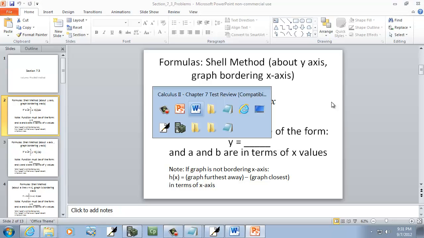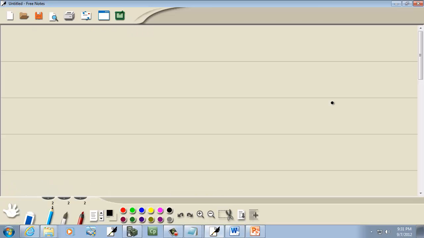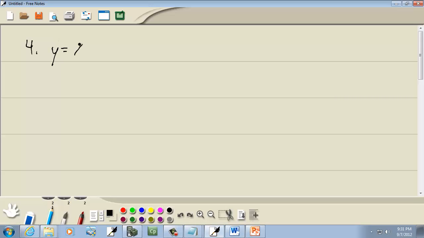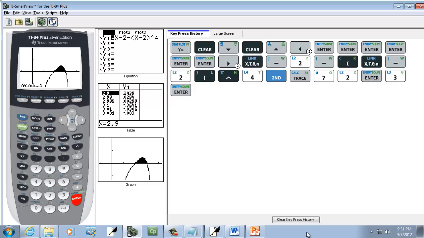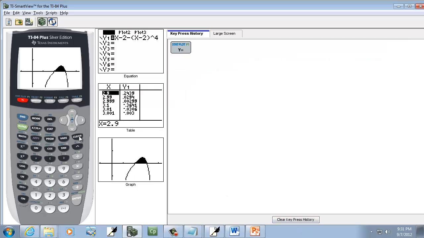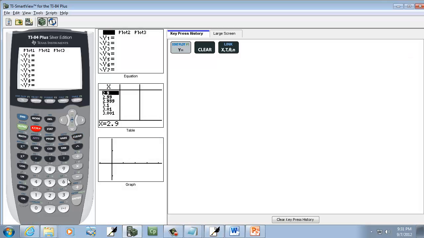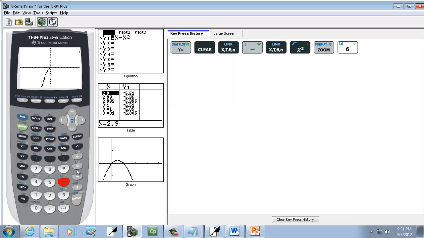Let's look at the graph just to confirm that. So we got y equals x minus x squared. So let's graph this. I'm going to press my y equals, press clear. X minus x squared, yep. So x minus x squared. And I'll do a zoom and I'll choose 6 for ZStandard, set it back to standard viewing. Now I can't really see this very well, but that's okay.